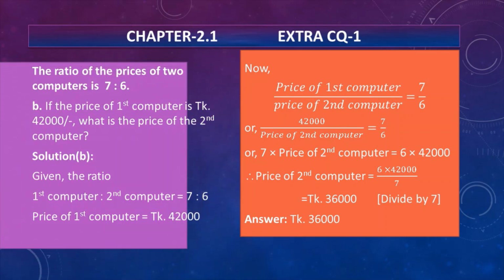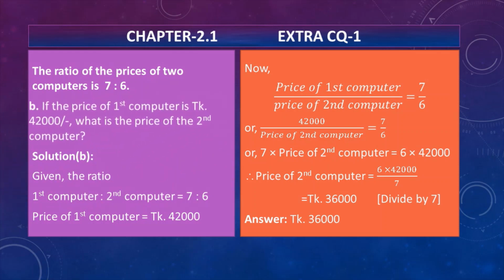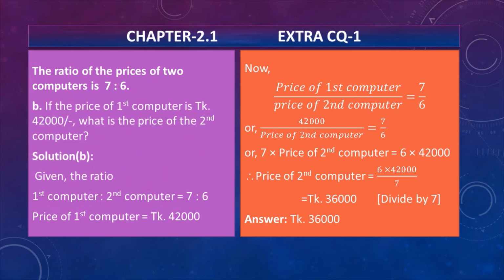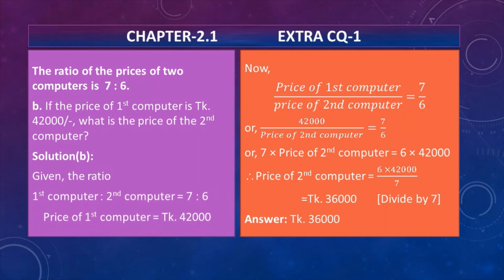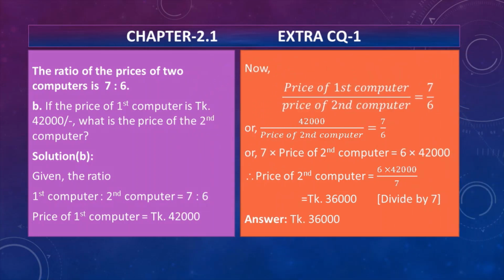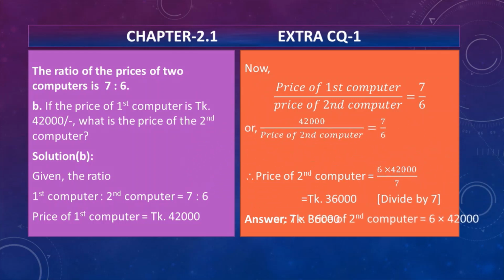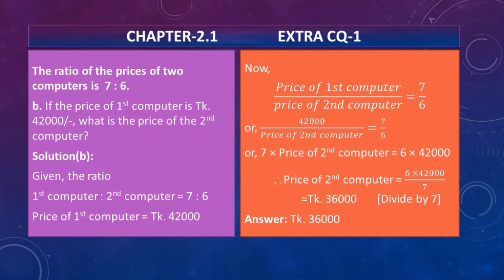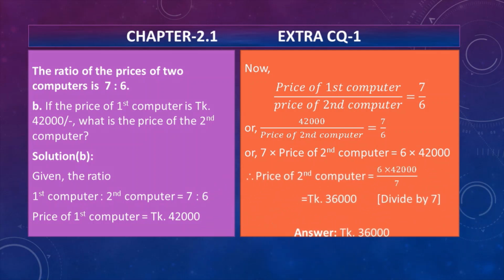So my dear students, this is the stem. The ratio of the prices of two computers is 7:6, and this is the question number B. We have to find out the price of the second computer. So from the ratio we can write down price of first computer divided by price of second computer equals 7 divided by 6, and if we do cross multiplication, then we get the price of second computer is taka 36,000, that is the desired answer.